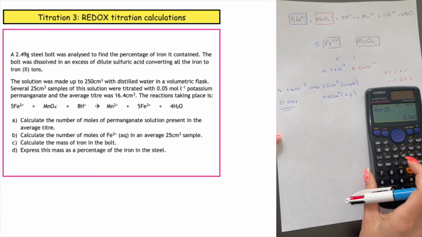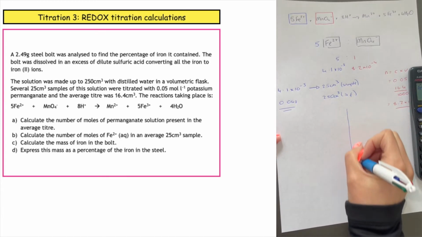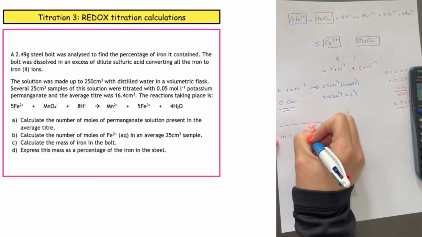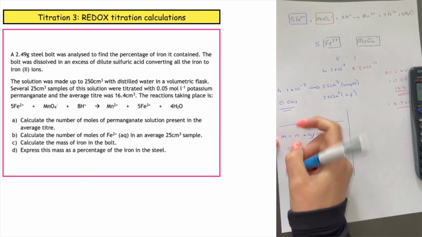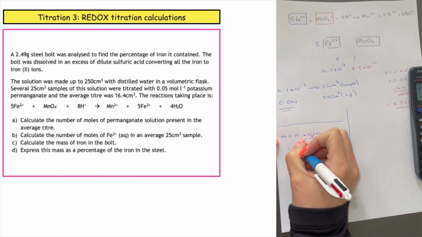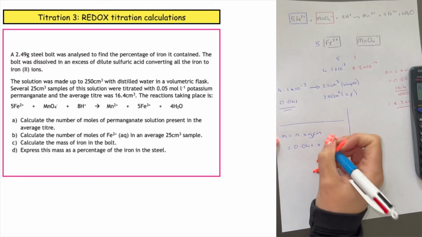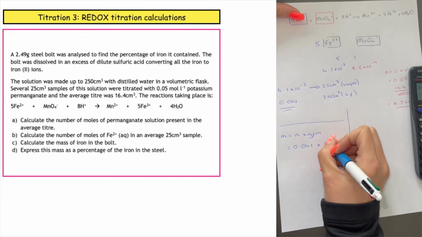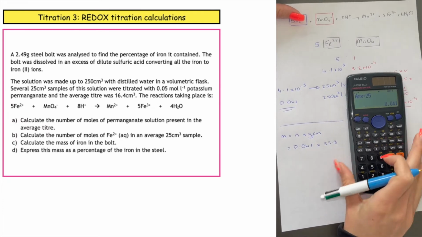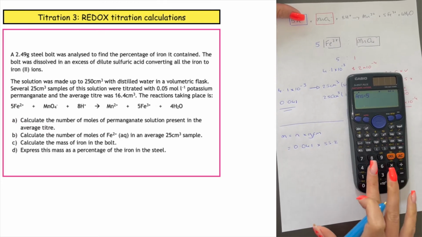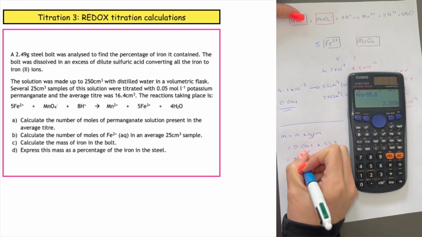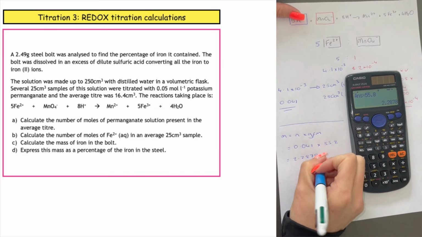We then want to calculate the mass of iron. So mass is equal to number of moles times GFM. The number of moles we'd calculated for the standard flask was 0.041, times by the GFM of iron, which is 55.8, and that gives me a mass of 2.2878 grams.